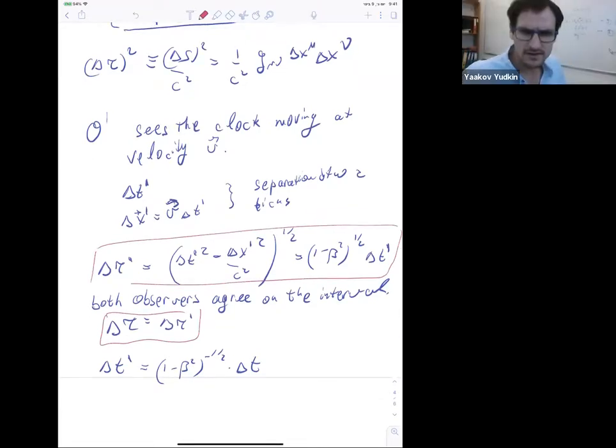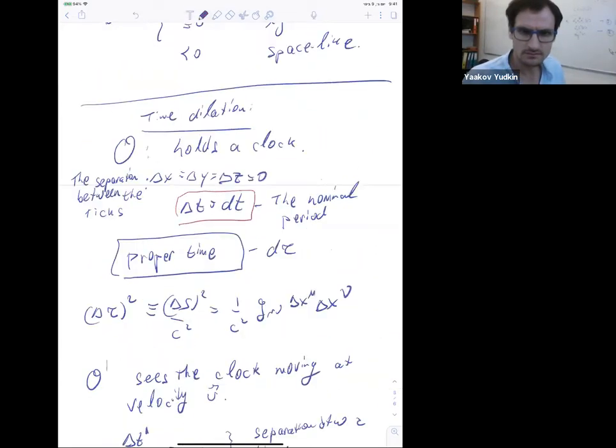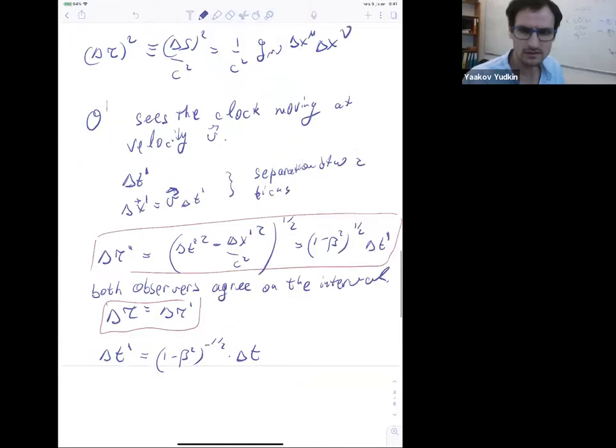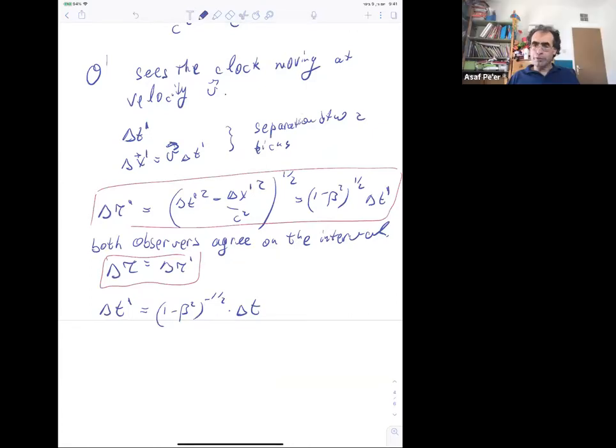Asaf, just to verify the difference between T and tau: tau is the entire interval. Instead of using S, you're now using tau, and T is just the time-like component of tau. Tau is the proper time. T is the time-like component of the 4-vector that describes the coordinates of an event. Tau is the proper time.